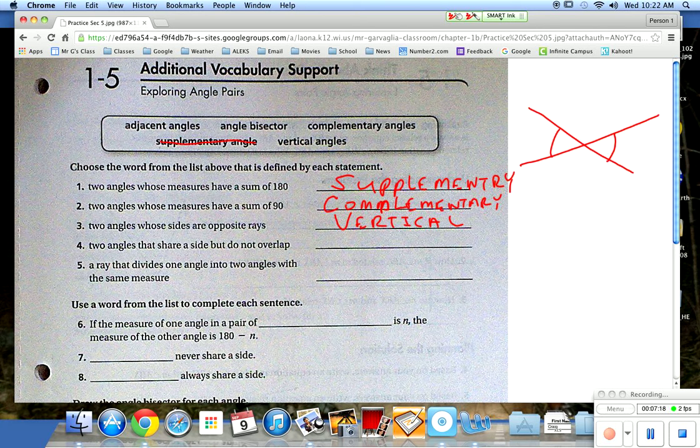Two angles, Amber, that share a side but do not overlap. This angle and this angle. They share a side, but they don't overlap. What would they be? Be confident in this. Adjacent.